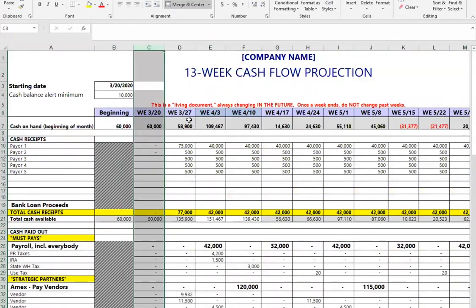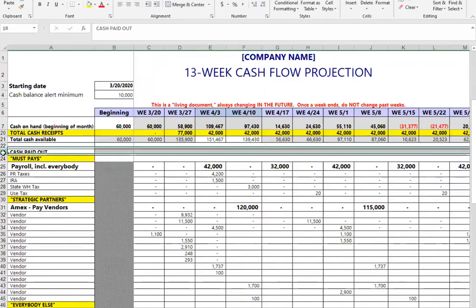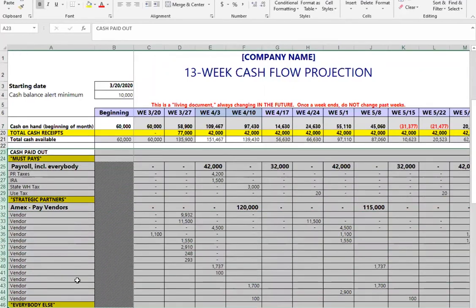So it's a guess. What you have to do is say, I think I'm going to collect this much in cash sales this week, or this much on my accounts receivable week by week. And you can go by your receivable or customer or payer, or whatever you want to call it. If you have to draw on your bank loan, you show that here on this line, and there's room for other sources of cash. Maybe it's a personal cash injection. Then you look at cash paid out. Cash paid out, I divide into three categories: must pays, strategic partners, and everybody else.